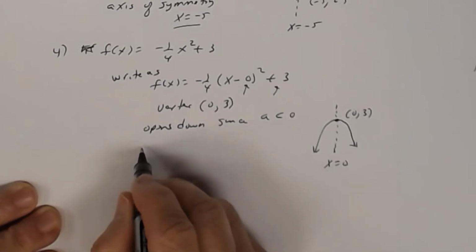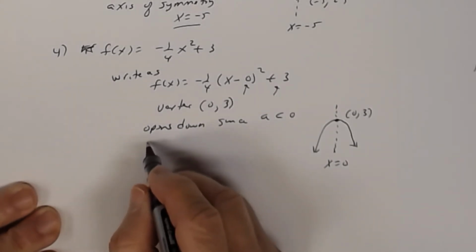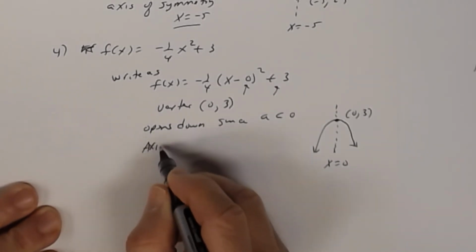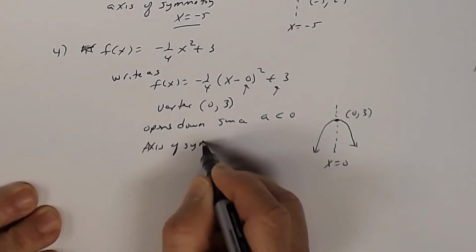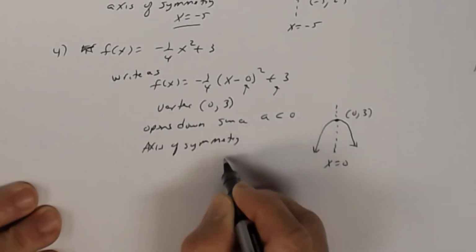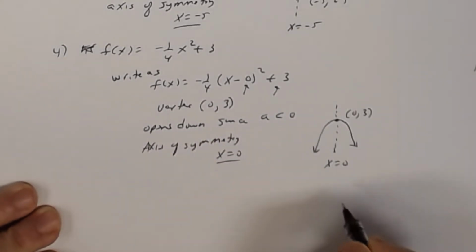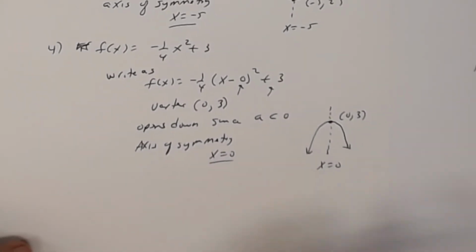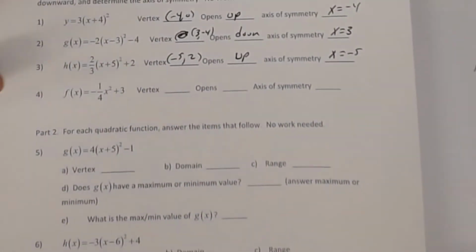So the axis of symmetry is going to be x equal 0. All right, so that's number 4. Okay, so let's look at number 5. Now, number 5, you're going to be asked to indicate some additional information. But let's go ahead and finish number 4 first.